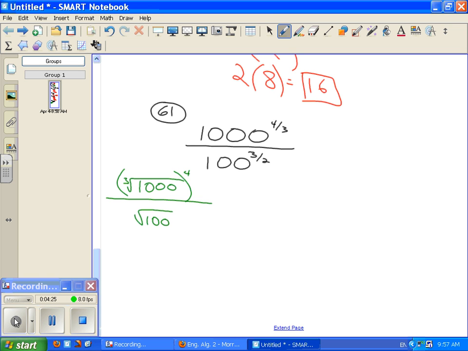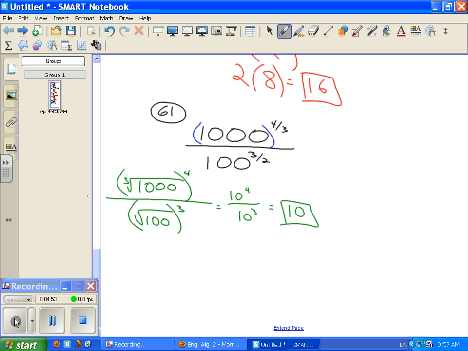Square root of 100, to the 3rd. Okay, now what is the cube root of 1,000? 10. So this is 10 to the 4th over 10 to the 3rd, and I have the same base, so what do I get to do with their exponents? Subtract them. So 4 minus 3, you get 10. That's one way.